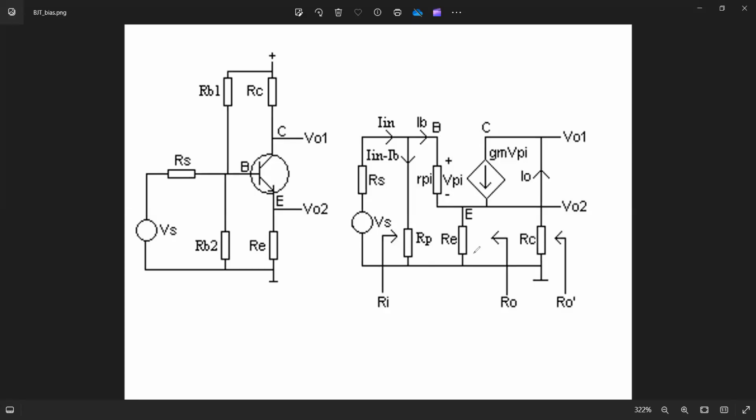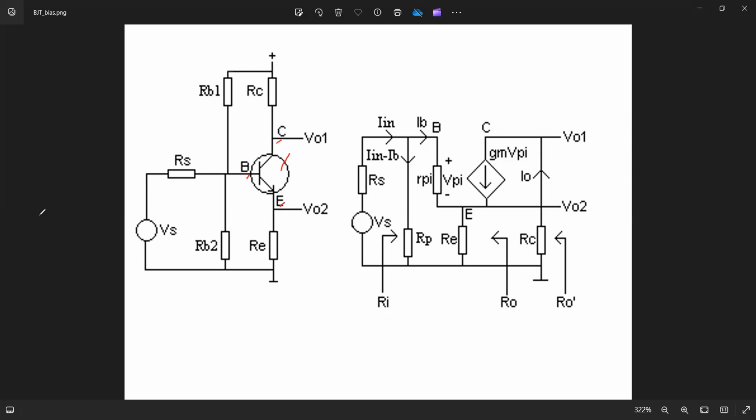Hello there, welcome back to our channel and let us analyze this circuit. So as you can see, the circuit consists of the BJT, which is an NPN transistor, and this is the collector pin of the transistor, this is the base pin of the transistor, and this is an emitter pin of the transistor.